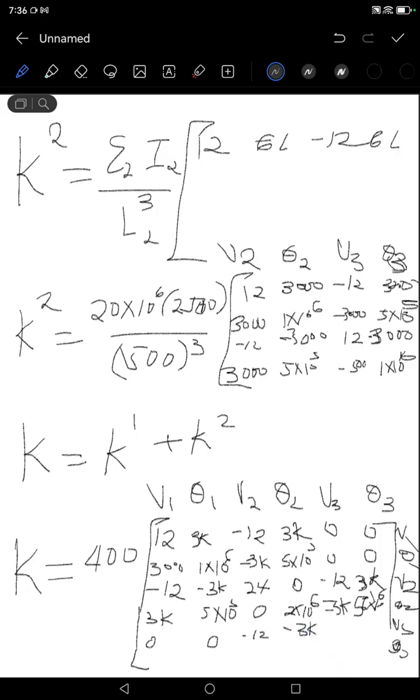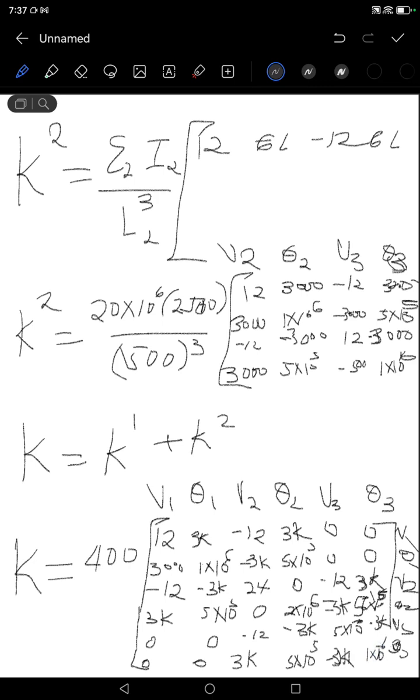And here we're going to have the 5 times 10 to the power of 5. I'm sorry, guys. It's not 6, it's 5. Here, and then the last one, we're going to have the negative 3K. And then for theta 3, we're also going to have 0, 0 here, and then a 3000 and a 5 times 10 to the power 5. And then here we're going to have a negative 3000. And then the last one is going to be a 1 multiplied by 10 to the power of 6.